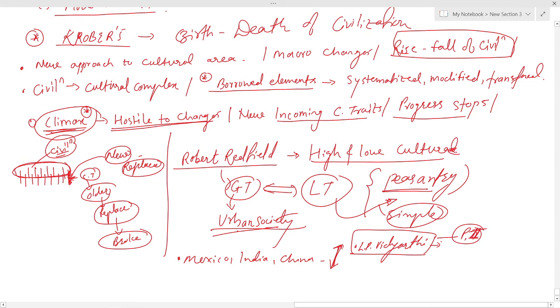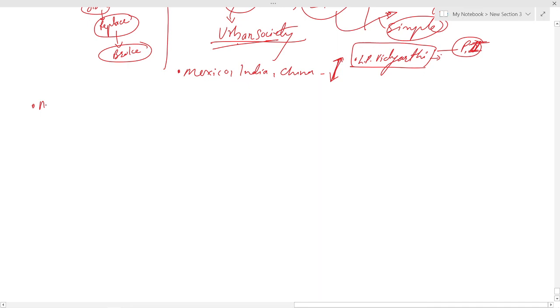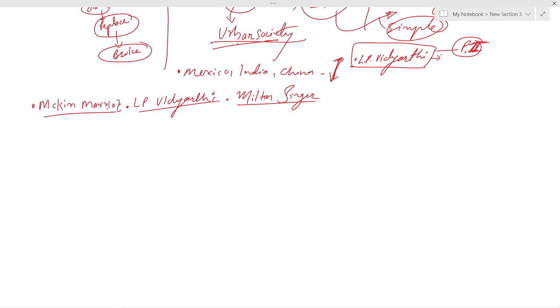The next important and last topic is that in the Indian context, McKim Marriott, LP Vidyarthi and Milton Singer were some of the scholars who showed the nature of diffusion at different levels of Indian society. Thus, Kroeber used the concept of diffusionism to explain his theory of the rise and fall of civilization. Later, this model was used in different cultures across the globe.